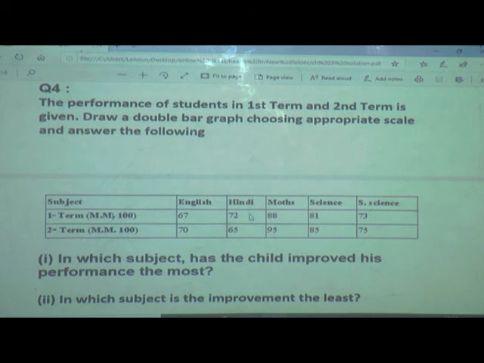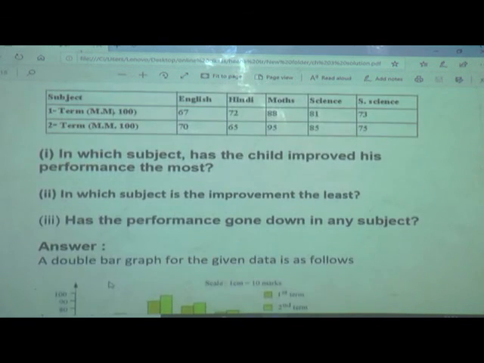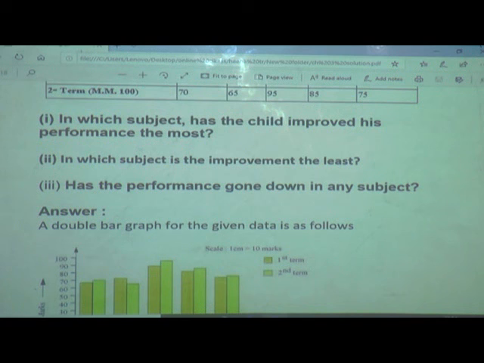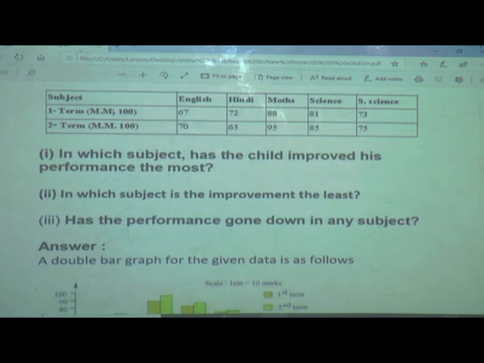So how to draw a double bar graph? We will see one by one. Questions are given to us. In which subject has the child improved his performance the most? By comparing these subjects, improvement means, compared to the first term, the highest marks got in the second term. We have to see which subject. 88 out of 95, 81 out of 85, 73 and 75. In which subject is it highest? We have to see that 88 was in the Maths subject and 95 he had secured in the second term.